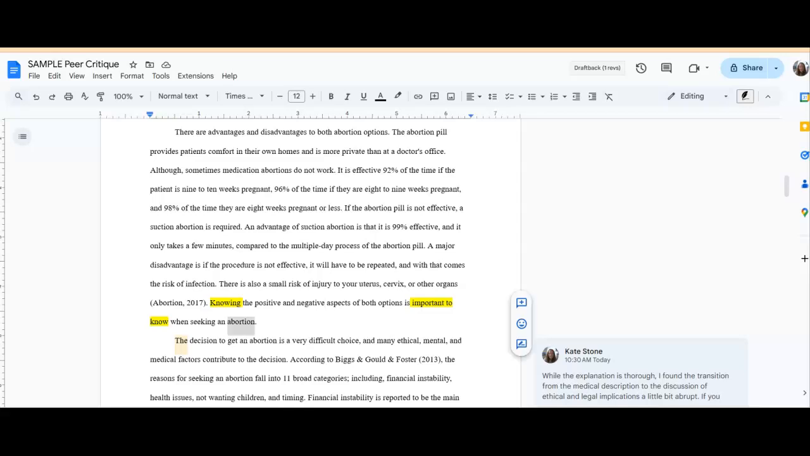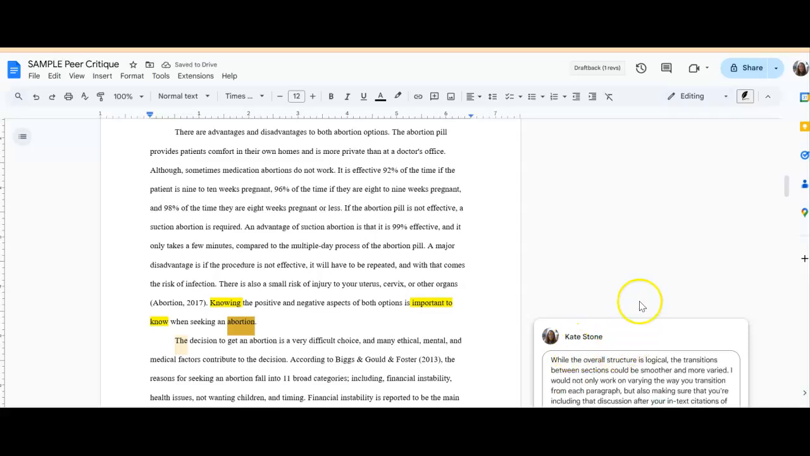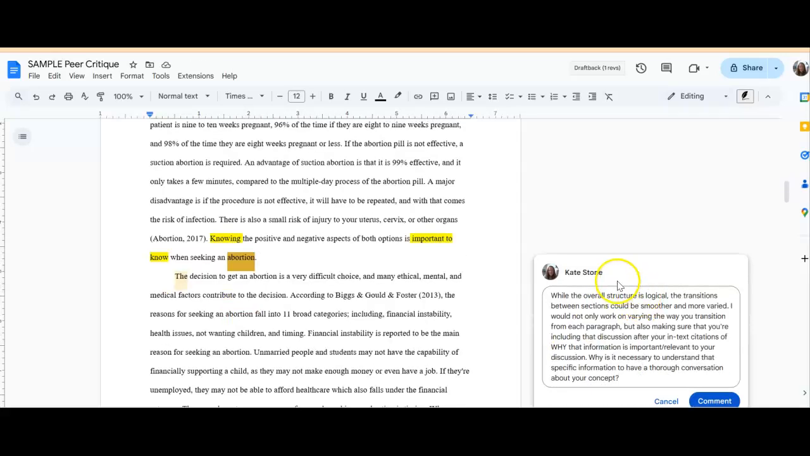All right. I'm going to add our comment. So I'm going to click right here and add my comment. So while I think their overall structure is logical, the transitions are where I think they need to add some variety and make them a little more smooth. So I talked about how I would not only work on varying the way you transition from each paragraph, and that's where I've highlighted here, but also make sure that they include discussion after in-text citations. Why is that information important and relevant to the discussion, right?